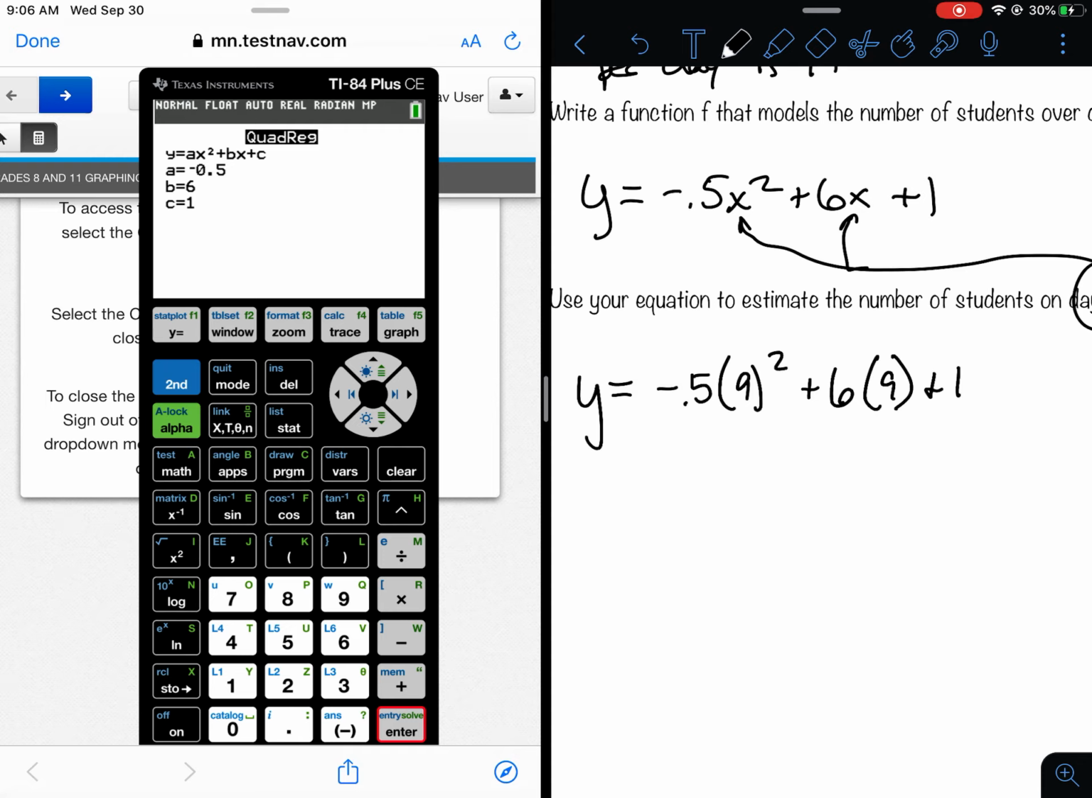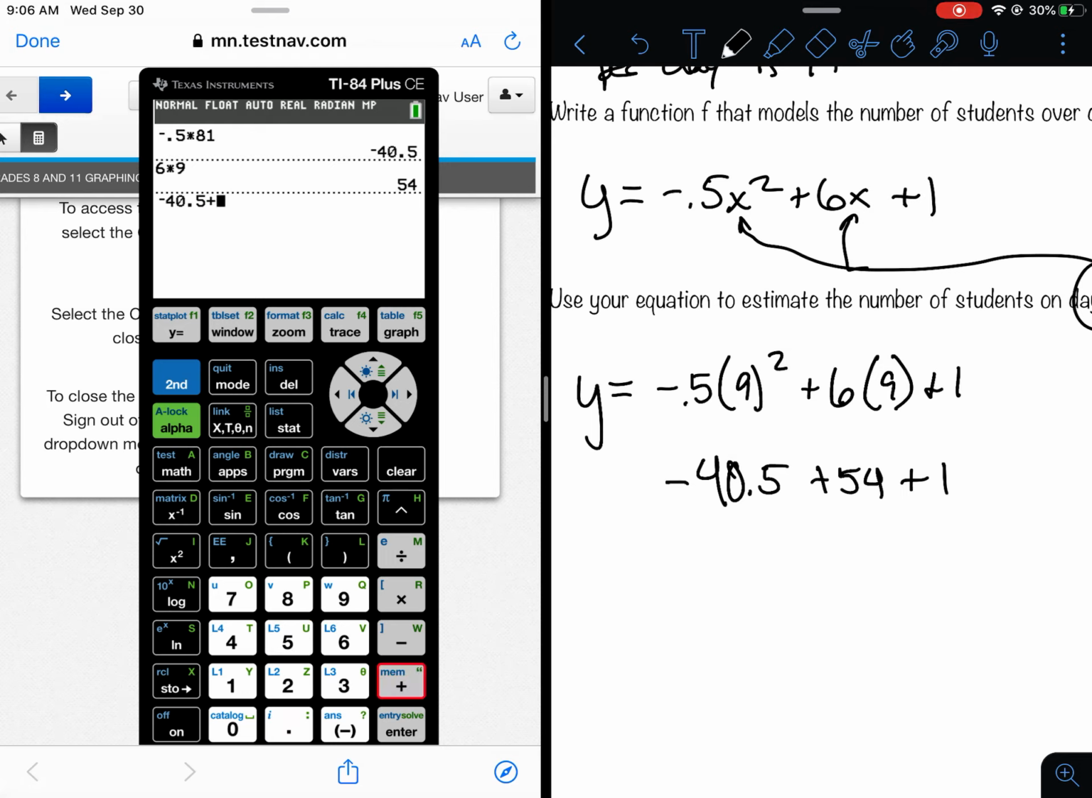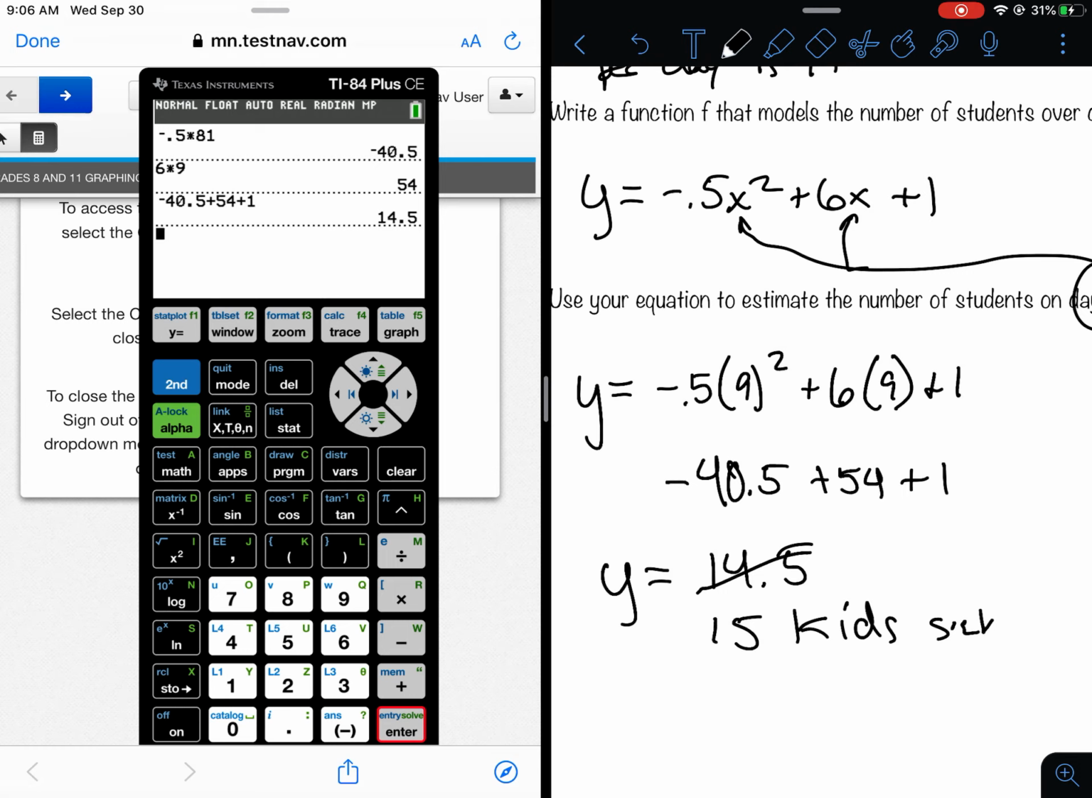And then we do our order of operations here. 9 squared is 81. Negative 0.5 times 81 is negative 40.5. Then we have plus 6 times 9. 6 times 9 is 54. Plus 1. Negative 40.5 plus 54 plus 1 equals 14.5. So on day 9, 14.5, well, I would say round it. So about 15 kids sick.